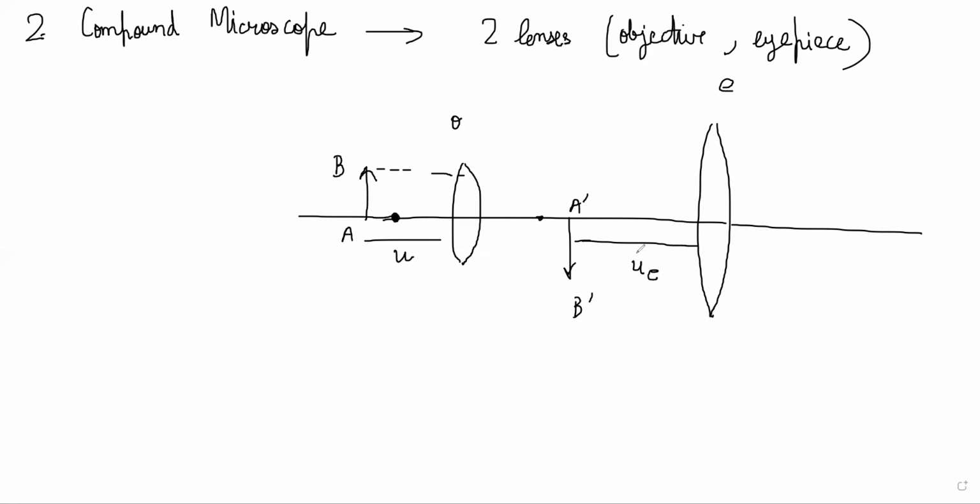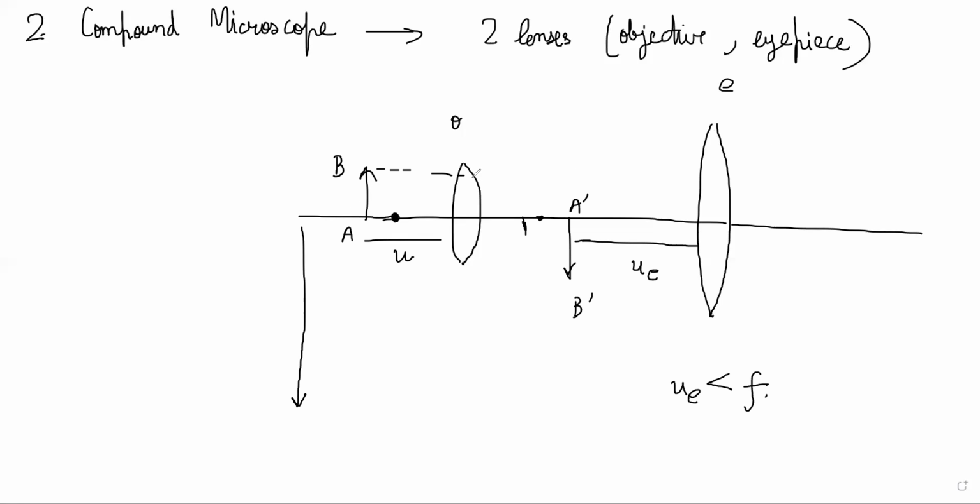Now, this is at a distance of, let's say, UE from the eyepiece, and you have to ensure that UE is less than the focal length of the eyepiece. Why? Because if it is less than the focal length, then you will get a magnified, virtual, erect image somewhere like this. I'm not drawing the rays because it will just complicate the diagram.